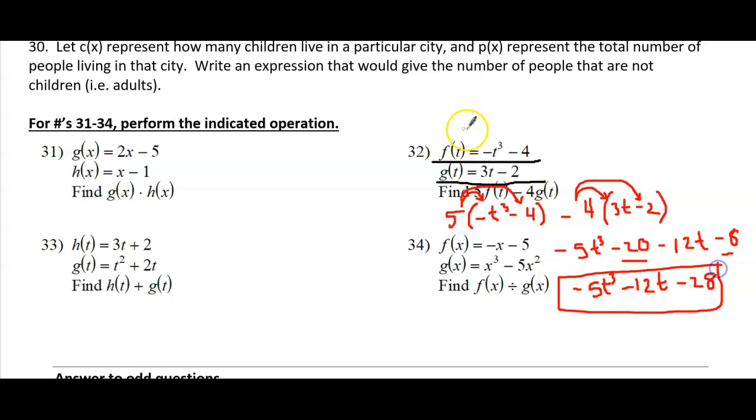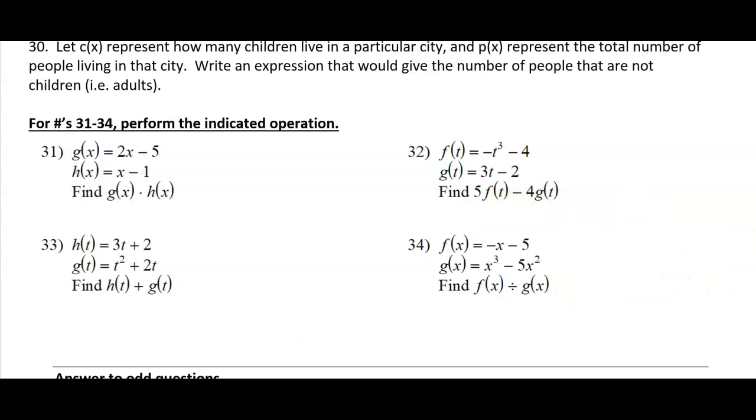So the idea is to take the functions they're giving you and do whatever the expression is asking you to do. In number 34, we're doing f of x divided by g of x. So the way we're going to write that is as a fraction: f of x divided by g of x. Now, f of x is negative x minus 5, and g of x is x cubed minus 5x squared.